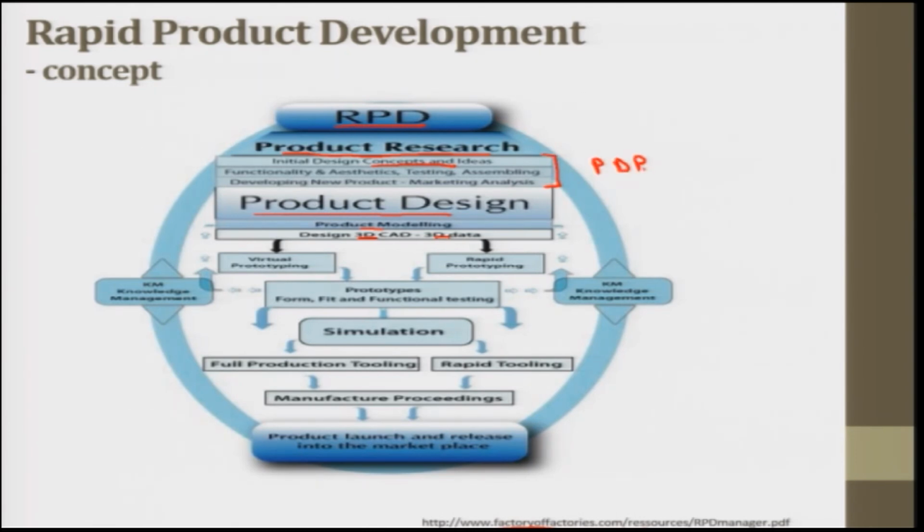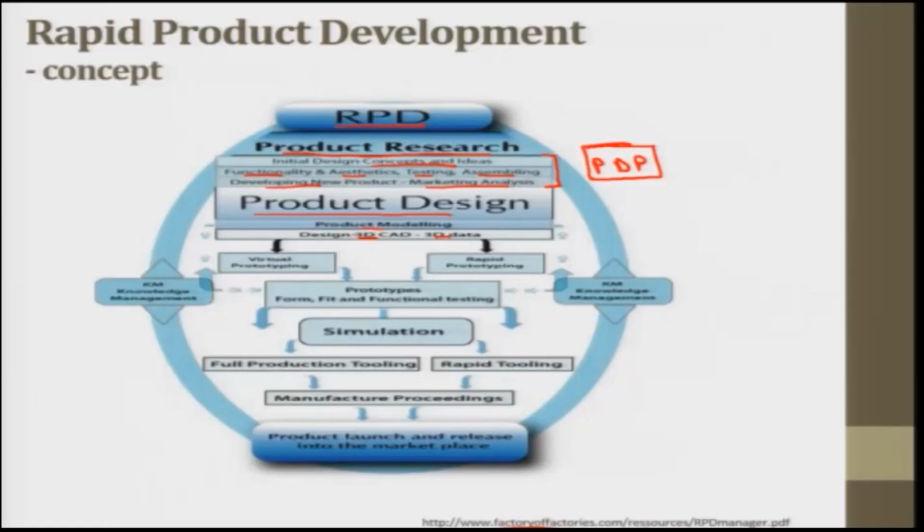This is the product development process that we discussed in the first or second week of this course. Functionality, aesthetics, testing, assembling, design for assembly, all those things. Then developing a new product, market analysis. The different analyses are conducted before actually designing the product. What is the need of the consumer? What are the changes that the consumer needs in the present product? Is it a new product? Is it a change by evolution or a change by innovation? All those things we need to identify.